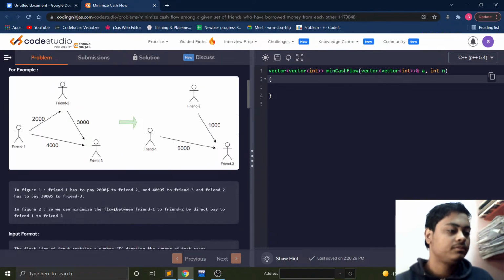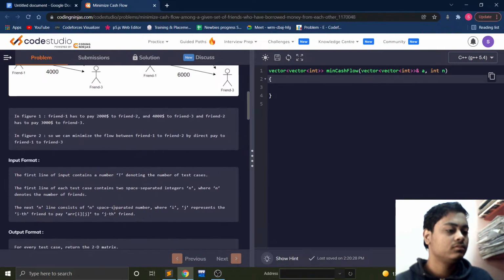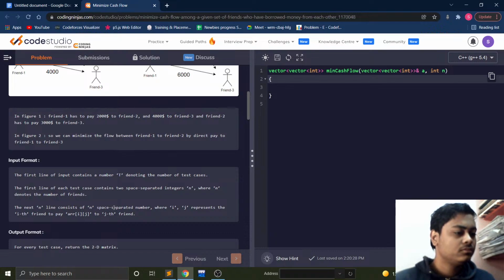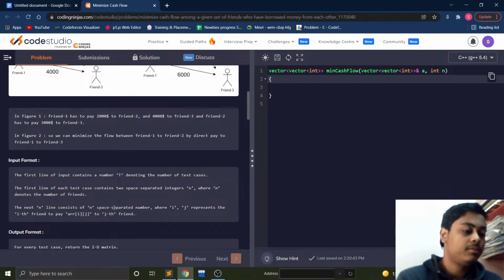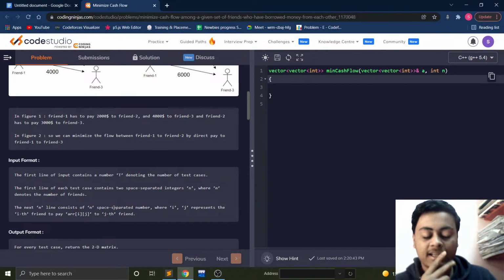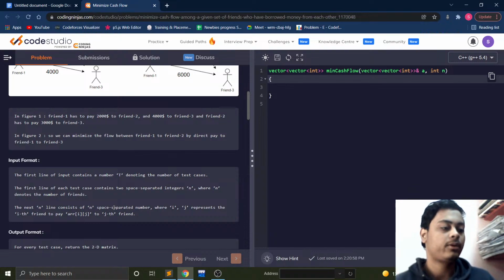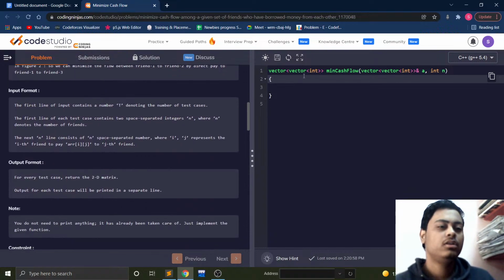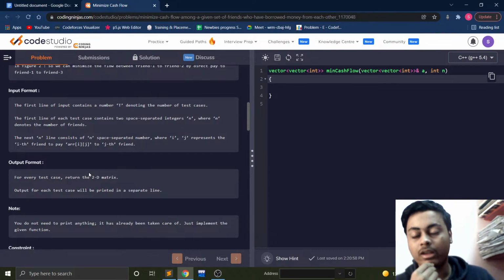But okay, how was the input? The next n lines consist of n space separated numbers, where i, j represents the ith friend to pay the jth friend. Okay, I have a 2D vector i, j. If I have a value at i, j, that means the ith friend wants to pay this much amount to the jth friend. And I need to output a 2D matrix as well, where the final how much each one of them gave.